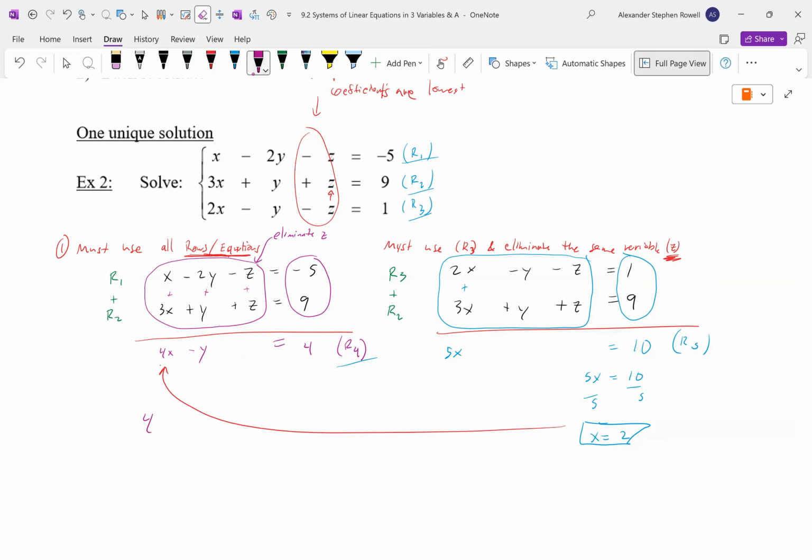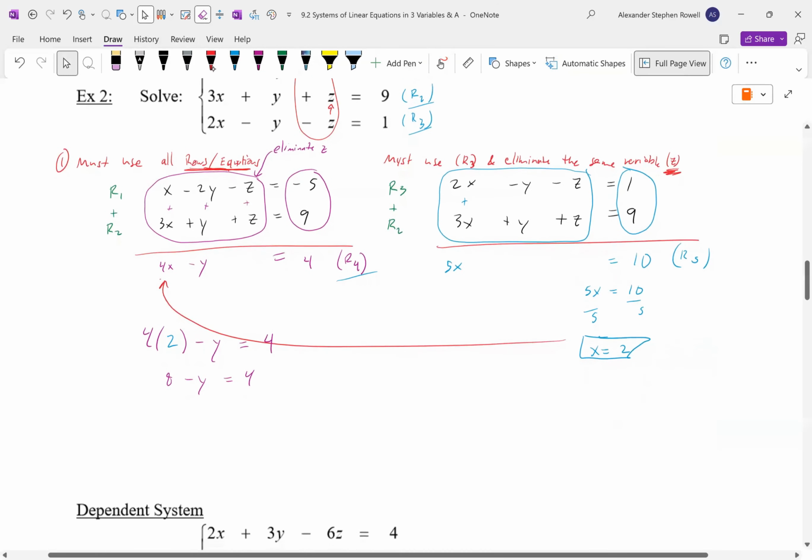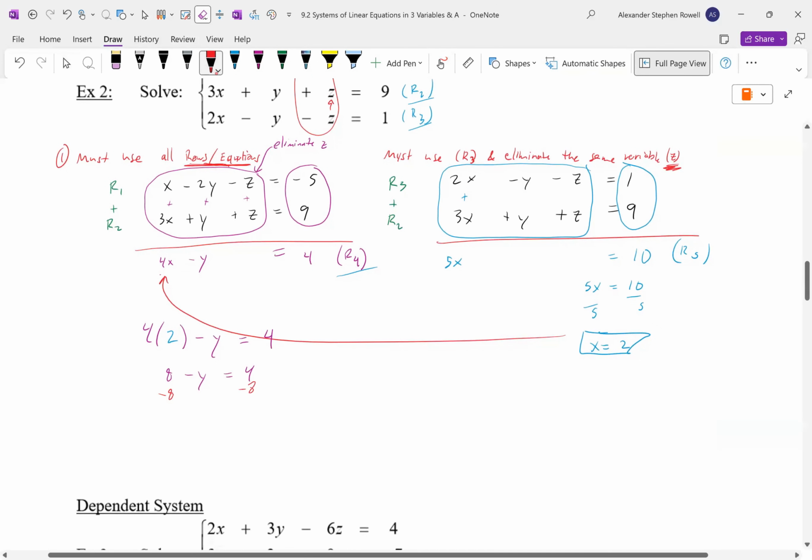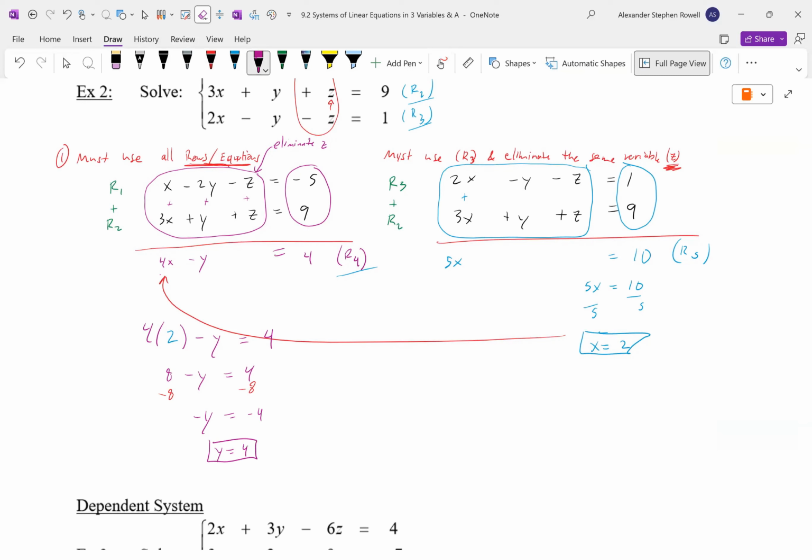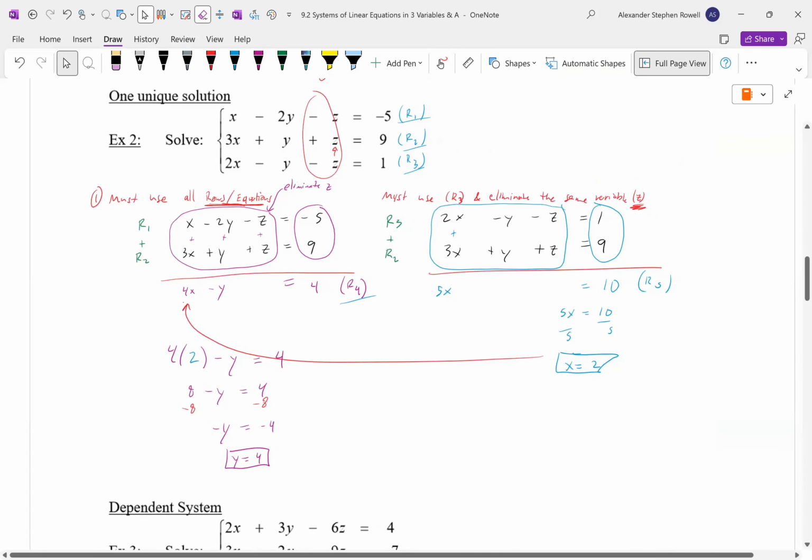So we have 4 times 2 minus y is equal to 4. Okay, so let's subtract 8 from both sides. Get -y is equal to -4. So y is equal to 4. Any questions so far? So we have x and y.